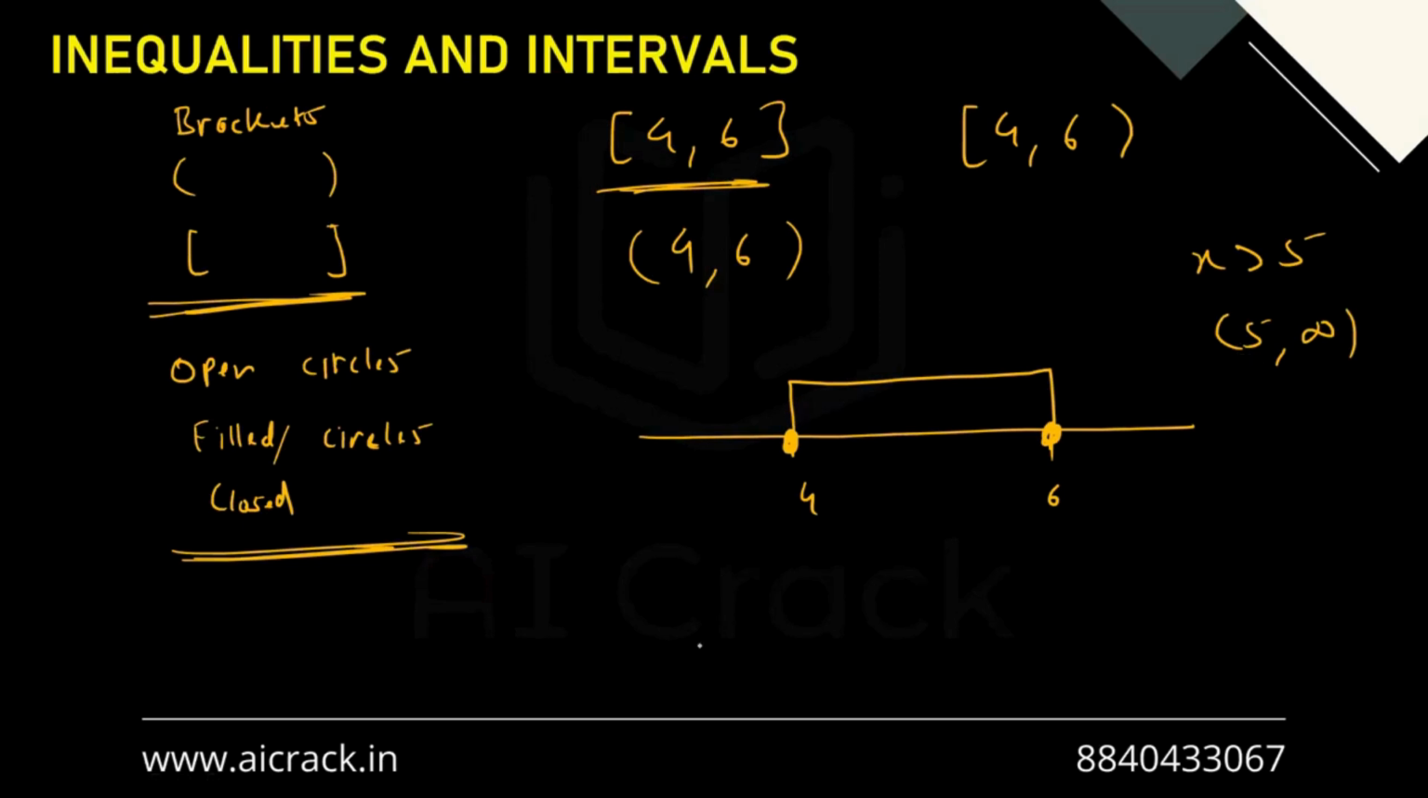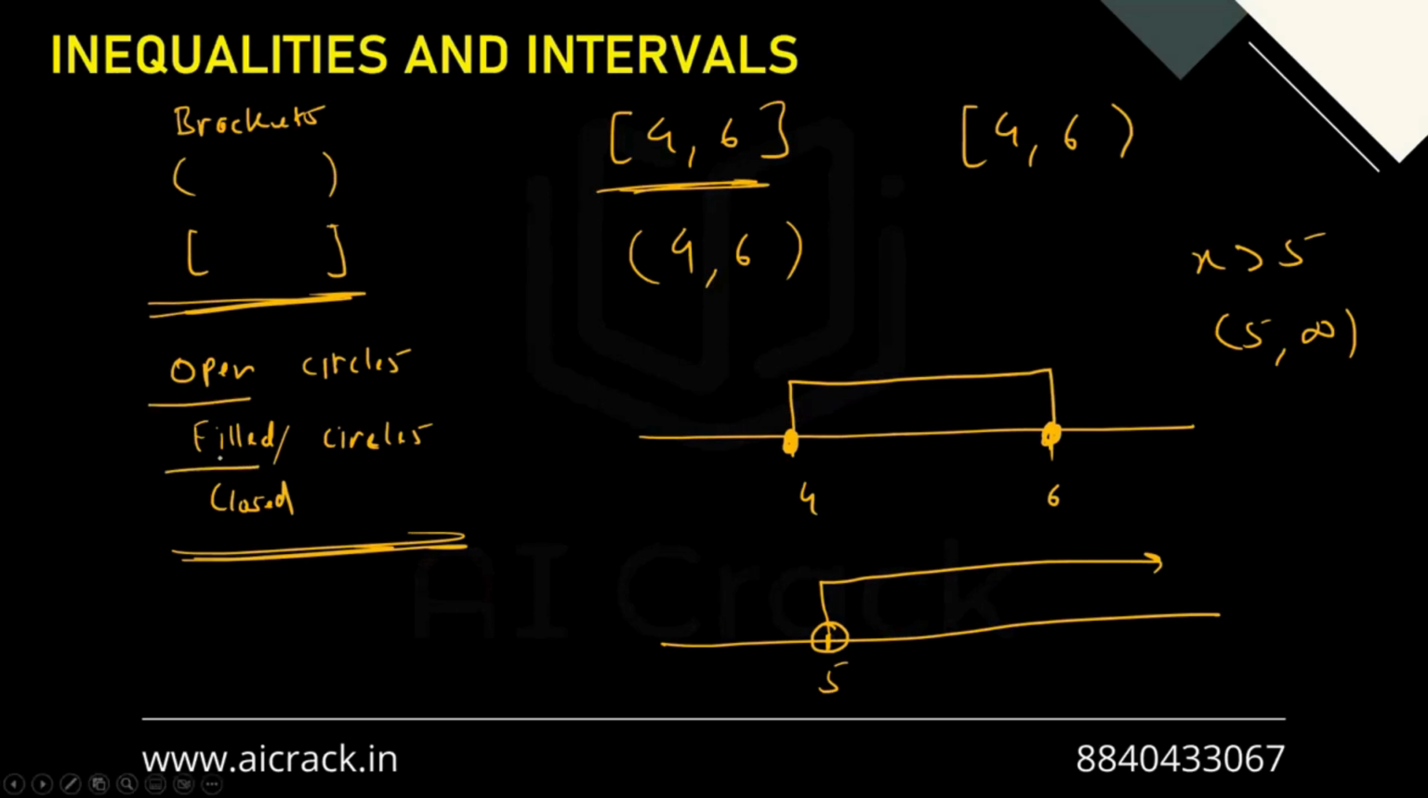If we have to plot this one, then this is our 5, and since we have an open bracket over here, we have a curve bracket over here. In that case, we'll be putting an open circle over here and doing like this. So basically this is going towards infinity, starting from 5 and not including 5. Okay, so this is the implication of open and filled or closed circles.